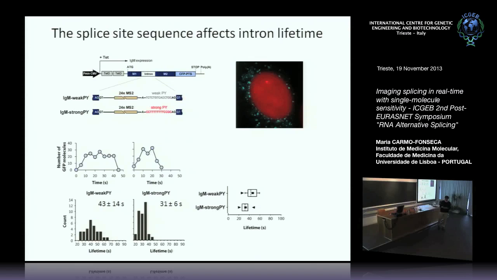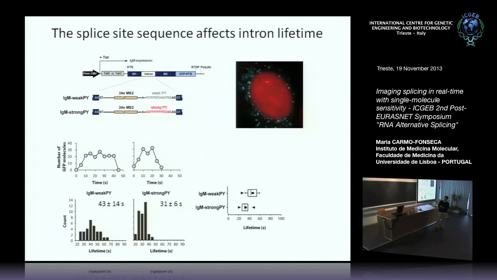So here we moved to another reporter, and this reporter consists of two exons from the immunoglobulin gene, and there's been lots of studies done on the branch site sequence of these reporters. And I would like to thank Juan Valcárcel for giving us the backbone plasmids from which we did these constructions.